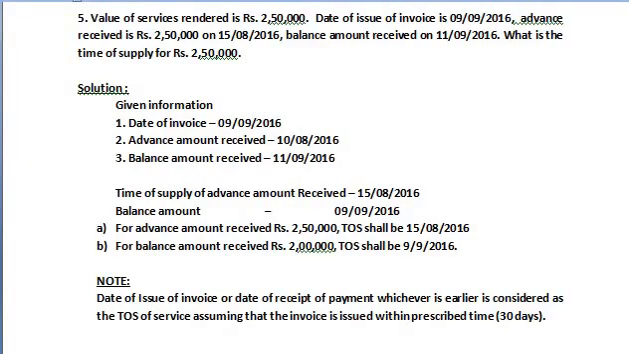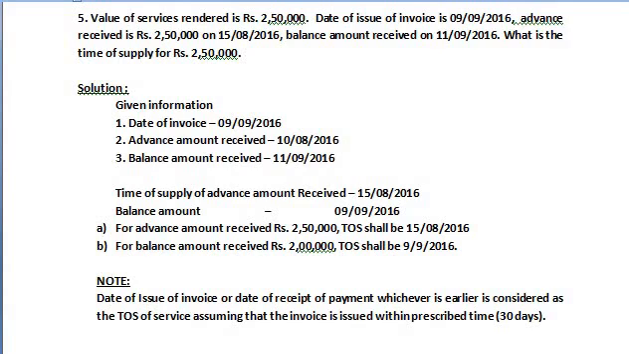In yesterday's class, we were discussing the calculation of time of supply of services. It is a continuation of the same concept, but in a different way of finding out the time of supply or point of taxation. So let us see with the fifth problem.